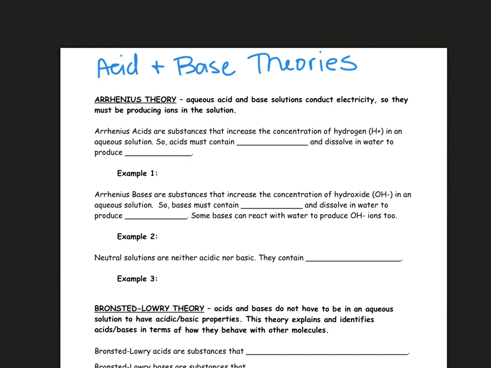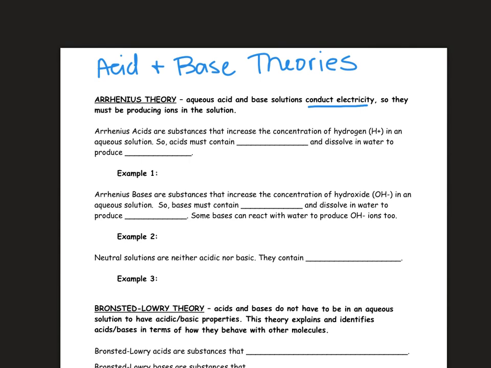Back in the day, the Arrhenius theory was the initial theory that was presented to identify acids and bases. Basically, what they said was that acid and base solutions conduct electricity, which we do know, because they have lots of ions. So they must be producing ions when they're in water, right? The thought process was, why are they conducting electricity when they're in water? And they determined that it was those ions.